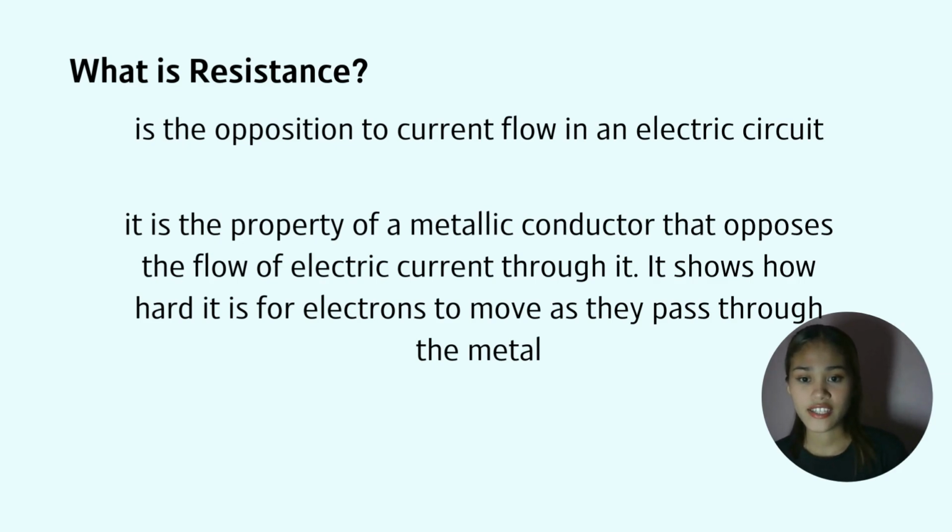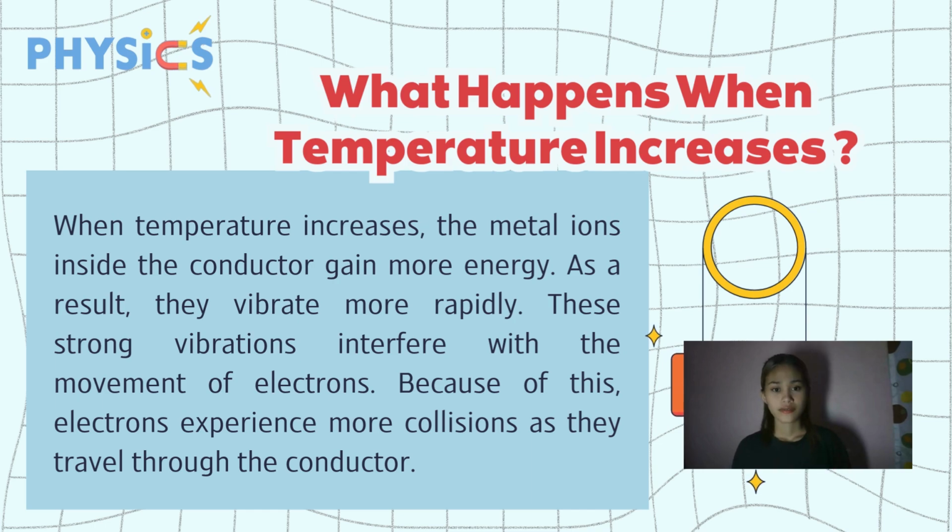Resistance is like the difficulty level for electrons to move. If resistance is low, electrons zoom through easily. If it's high, they struggle and slow down. So resistance tells us how hard it is for electricity to pass.